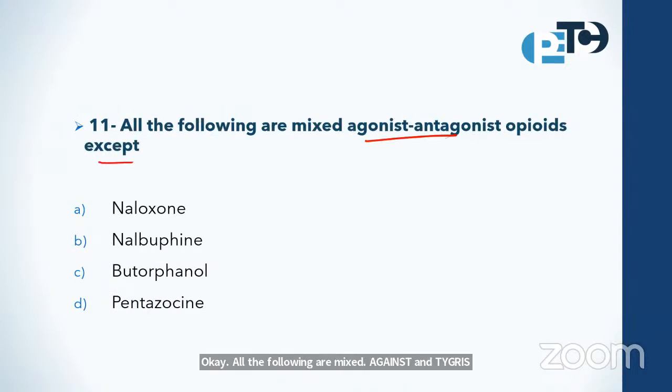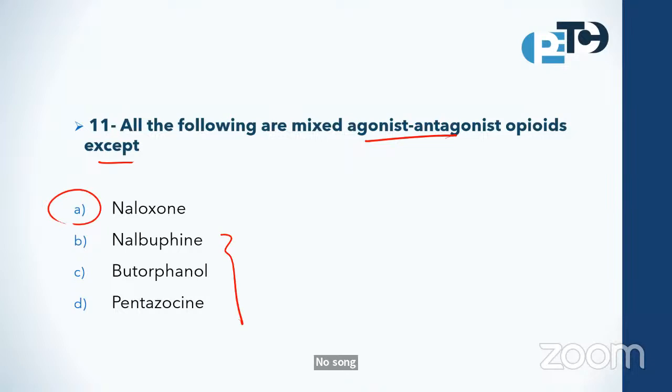All the following are mixed agonist antagonist opioids except: naloxone, nalbuphine, butorphanol, pentazocine. All of them are mixed except naloxone. It is a blocker or antagonist, so it is used as an antidote.